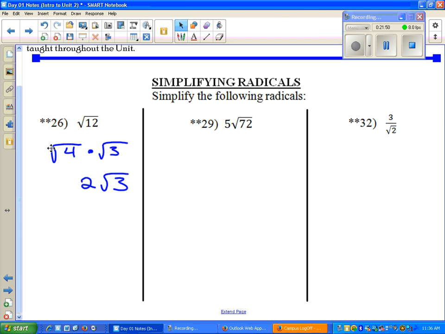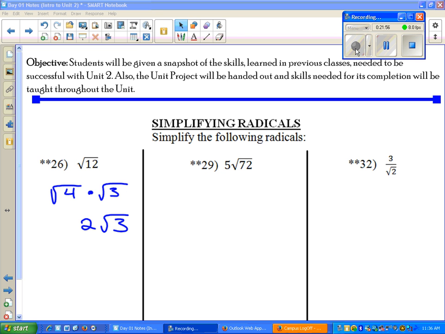Number 5. Number 29. 5 square root 72. There are multiple perfect squares that divide into 72. Does 4 divide into 72? Yes. Does 9 divide into 72? Yes. What is the largest number that divides into 72 that's a perfect square?